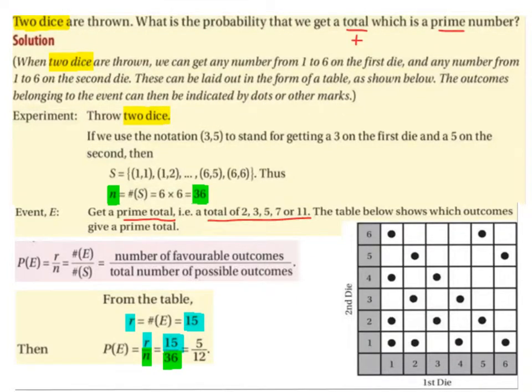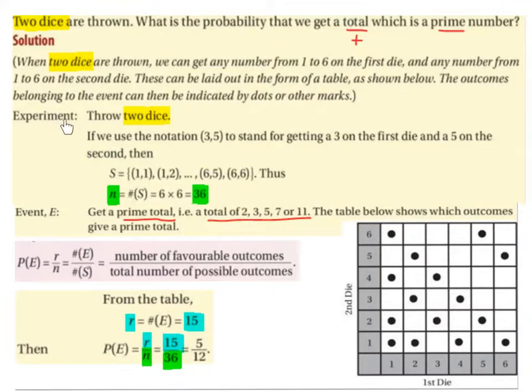So if I roll a first die, I have the options of 1, 2, 3, 4, 5 and 6. And if I roll the second die, I have the options of 1, 2, 3, 4, 5 and 6. So for example, this square here represents that I landed on 1 on the first throw and 2 on the second throw. This square here indicates I landed on 3 on the first throw and 6 on the second throw.